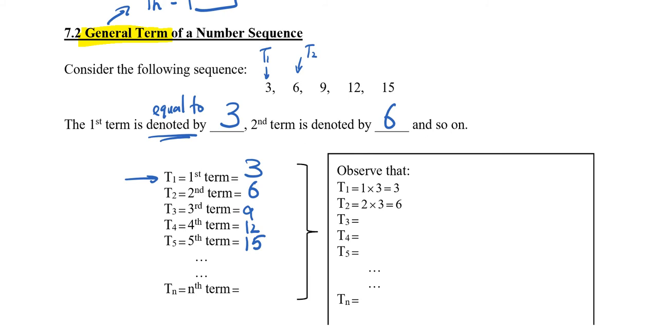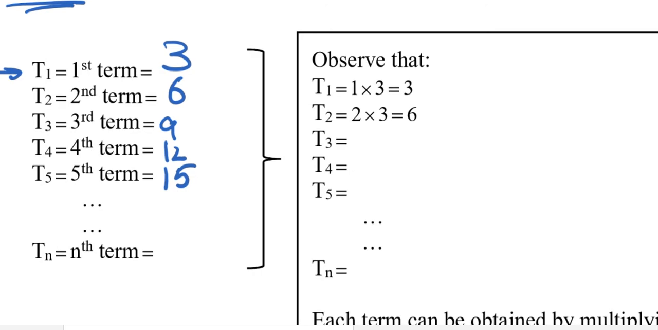Now, I want you to observe. How do I get 3? It is actually equals to 1 times 3. Do you agree? How do I get 6? 2 times 3, do you agree? 9 is what? This is equals to what? 3 times 3, which is equals to 9, right? Then 4 times 3 equals to 12.